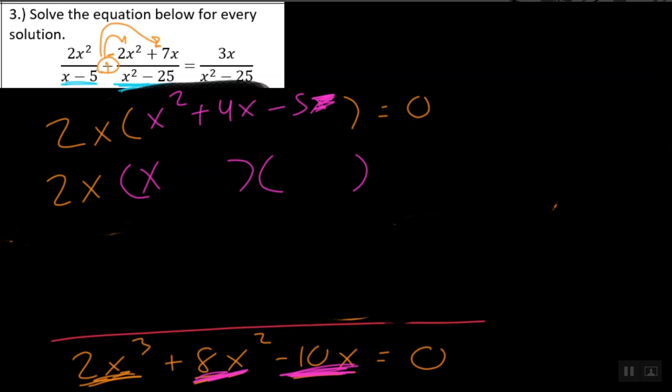Okay, and so I can split this up into x and x, and I'm looking for two things that multiply to be negative 5 but add up to be positive 4. And that could be a positive 5 and a negative 1. So x plus 5 and x minus 1.